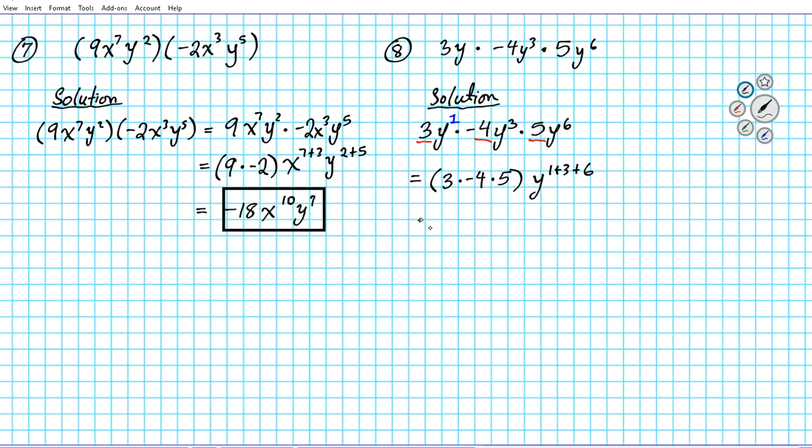Okay, let's go ahead and simplify that. 3 times 4 is 12. 12 times 5 is 60. So we have a negative there, so it's negative 60 y raised to the 10th power. And that's the answer to question number 8.